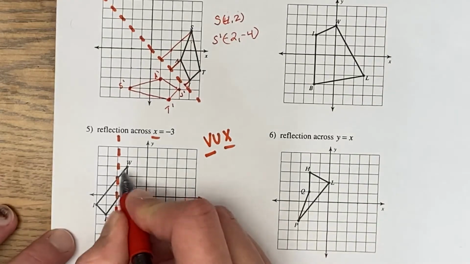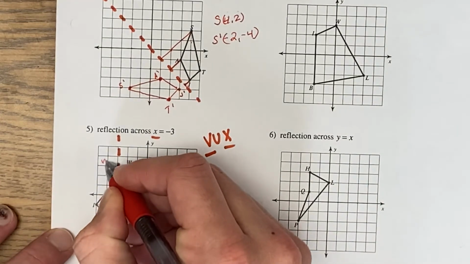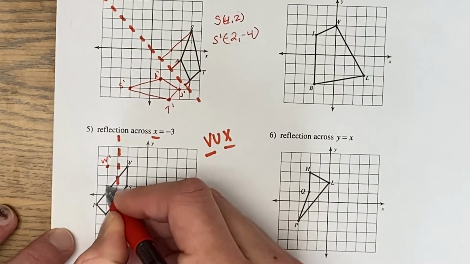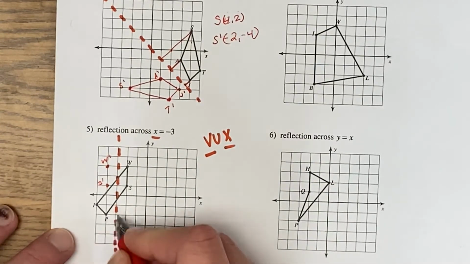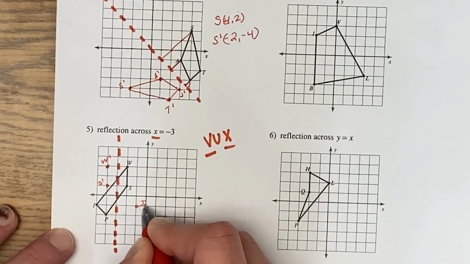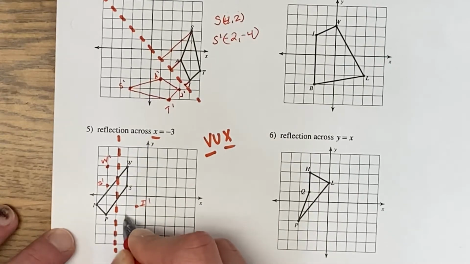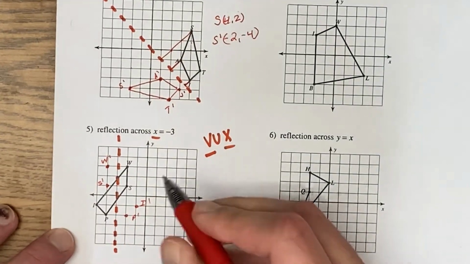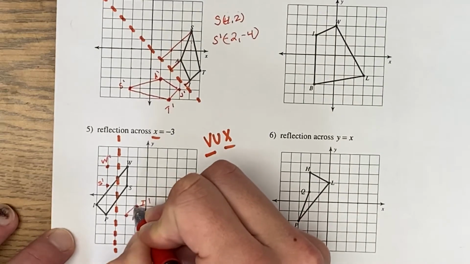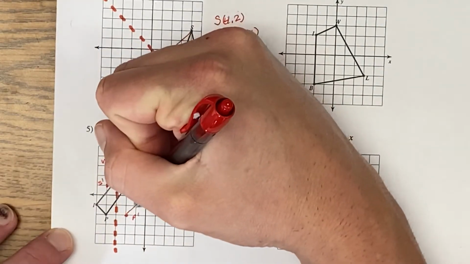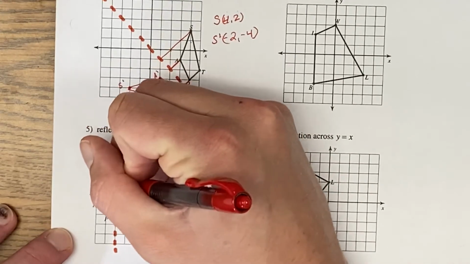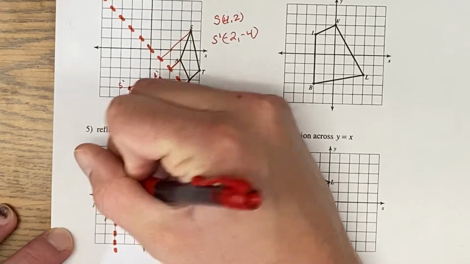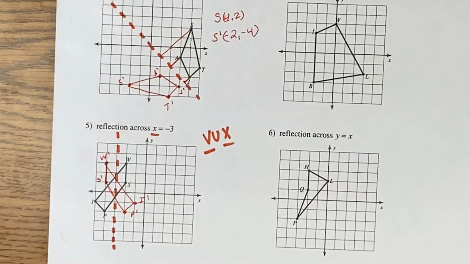So W was 1 right, it'll be 1 left. S 1 right, S prime 1 left. I was 2 left, so I prime will be 2 right. P was 1 left, P prime 1 right. Connect your points, P to I to W, W to S, and S to P. We have our reflected shape.